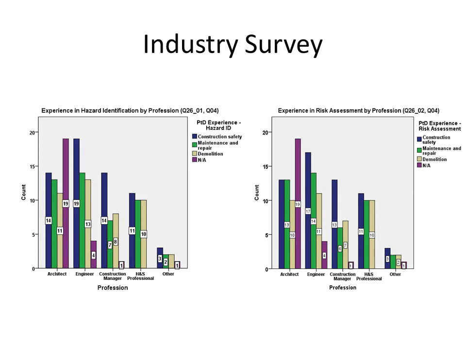The responses by profession show that the participants had experience in hazard identification and risk assessment for construction safety and maintenance and repair, but the engineers and architects from the US had a higher frequency of no experience than other countries.